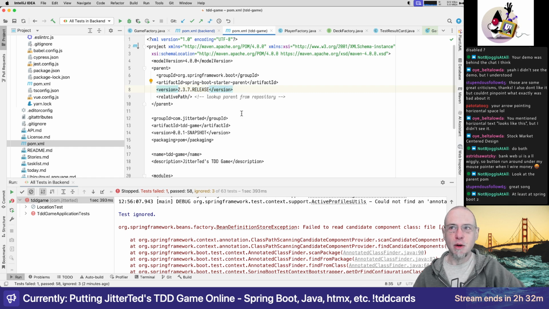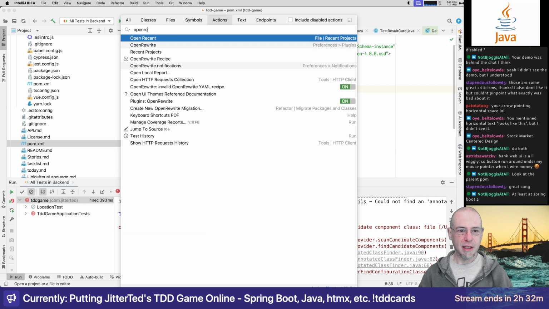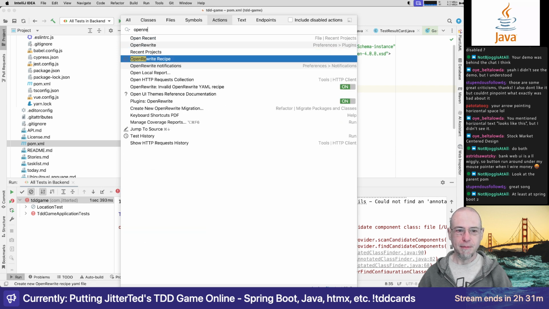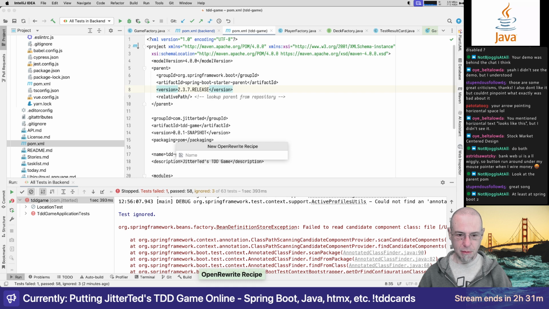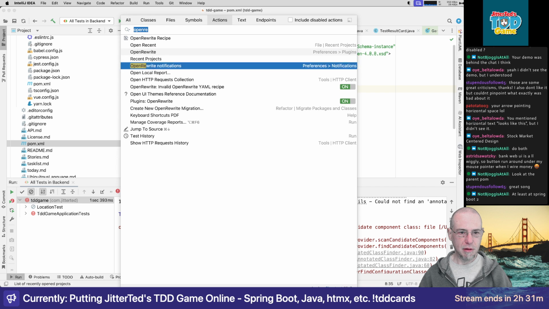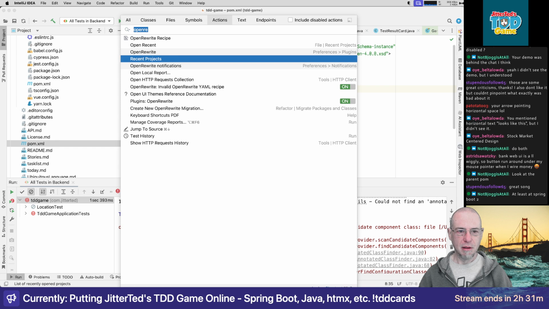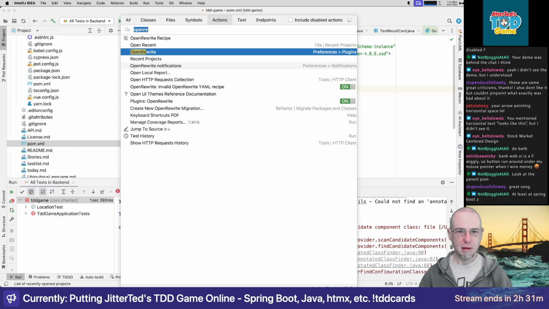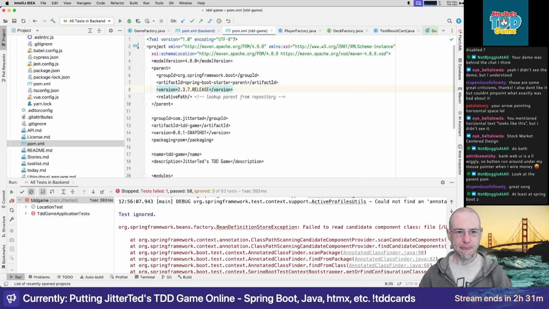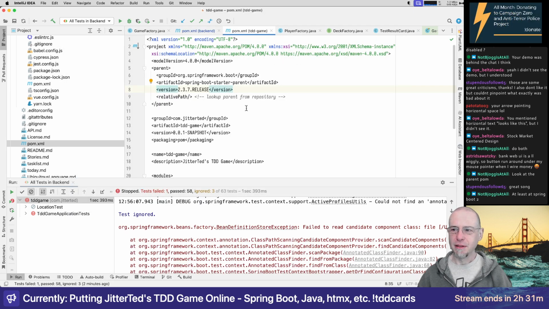So I'll probably run the OpenRewrite, which is now built into IntelliJ. We can do an OpenRewrite recipe. I don't want a new one. I want to run the OpenRewrite recipe. How do I run it? I remember struggling with this before, how do I get it to run was the problem. Well, I'll worry about that later.